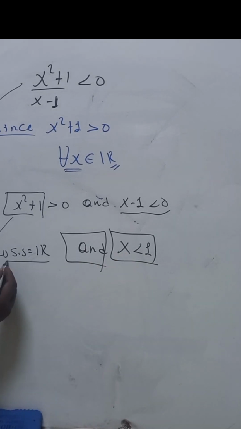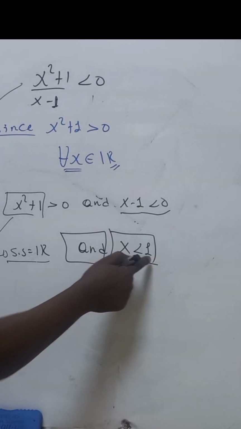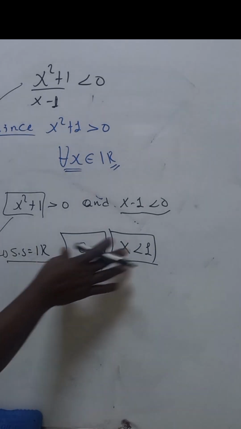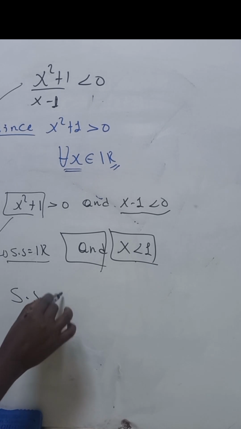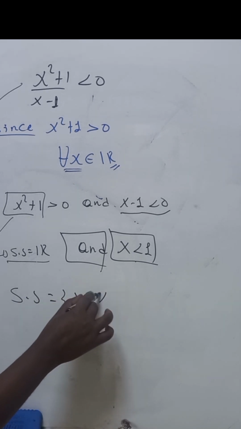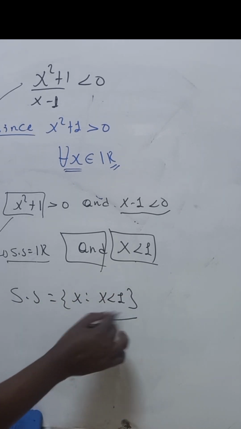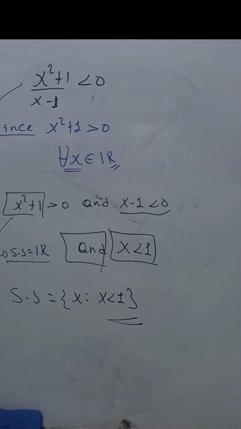The real numbers contain any real number, rational and irrational. But x less than 1 means it is restricted. So the intersection would be this one. Generally, the solution set is x such that x is less than 1. That means every x which is less than 1 will satisfy this inequality.